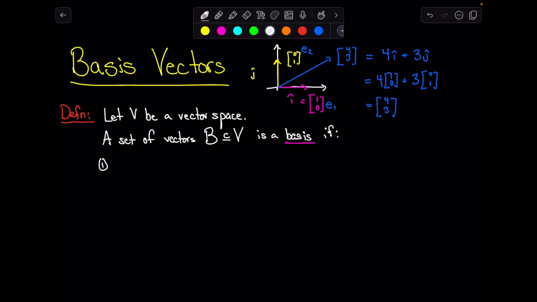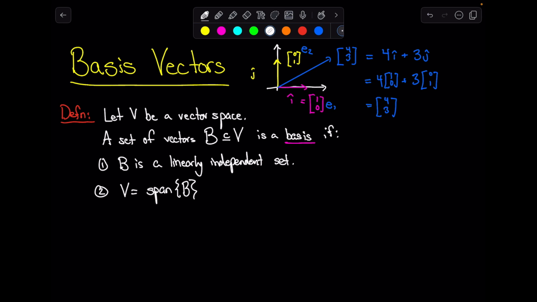Number one, B is a linearly independent set. And the second criterion is that we can get V if we span the vectors that are inside of B, so if we span B.